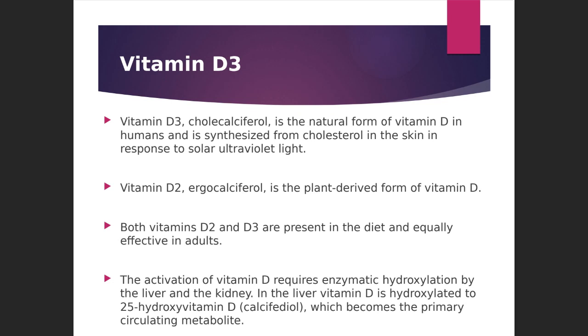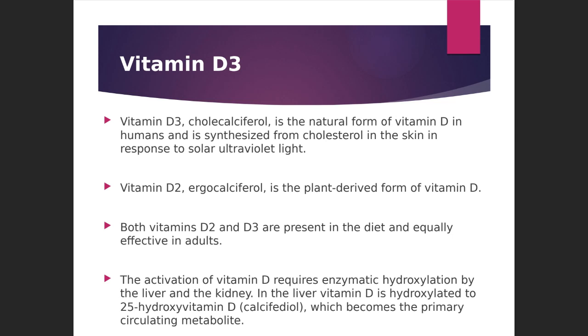Next, coming to vitamin D3, the other name is cholecalciferol, a natural form of vitamin D in humans, which is synthesized from cholesterol in the skin and responds to solar ultraviolet light. Whereas vitamin D2, ergocalciferol, is a plant-derived form of vitamin D. Both D2 and D3 present in the diet are equivalently effective for adults.